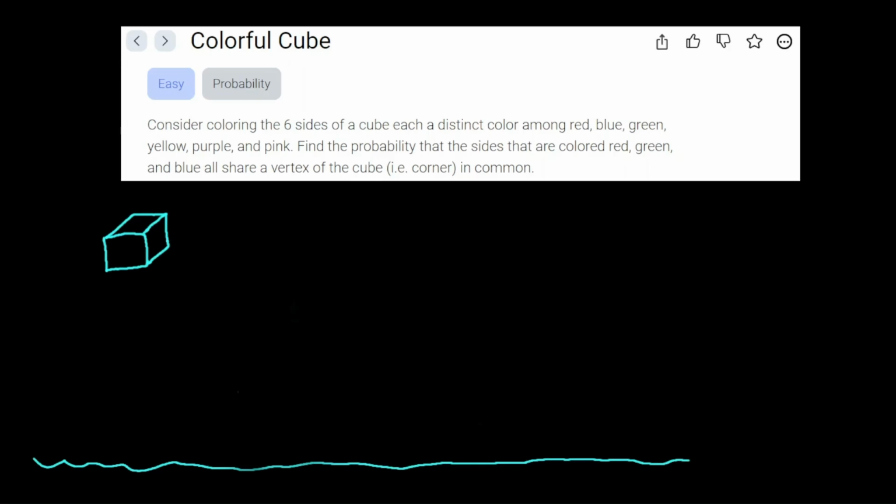In front of us is a cube which has six sides. And since there are six sides, there are six factorial ways to arrange the colors onto the cube in total. So this is our total.